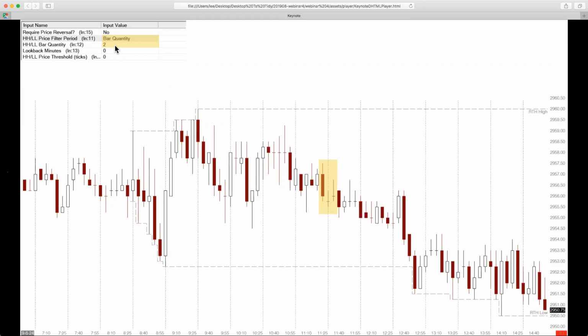If, however, I set the bar quantity to 3, if I go back 1, 2, 3 bars, the high of this bar is not higher than the highest high over 3 bars. So the event won't pass through the filter. Pretty simple.